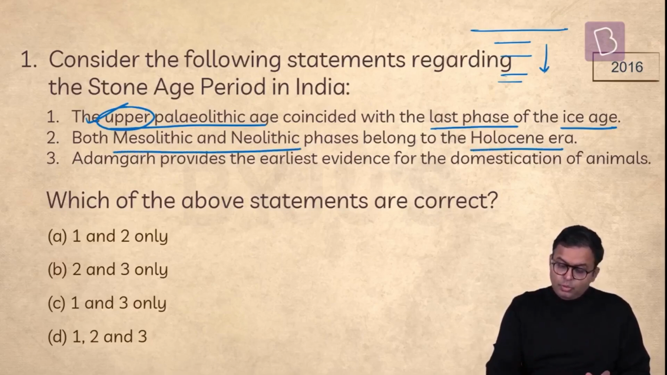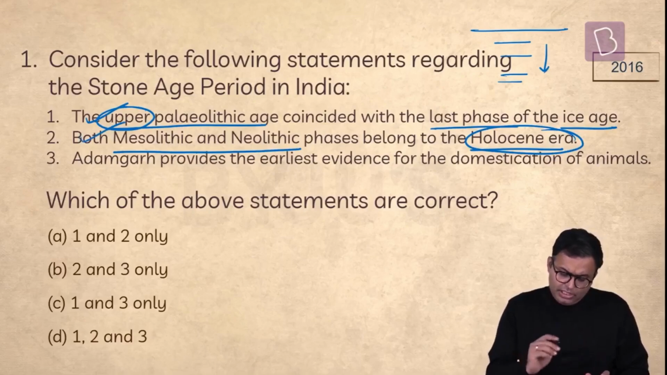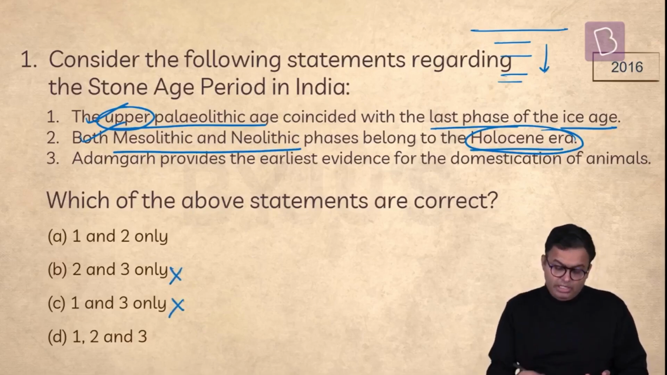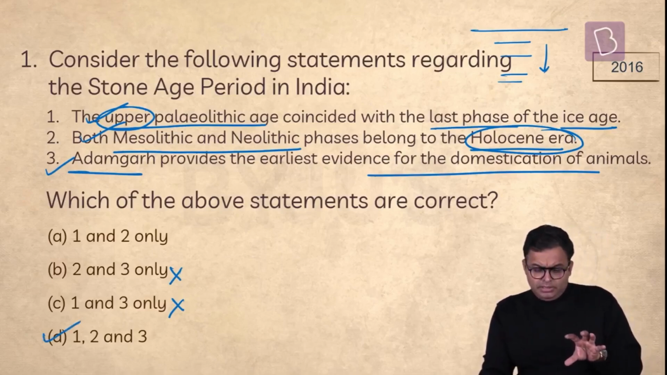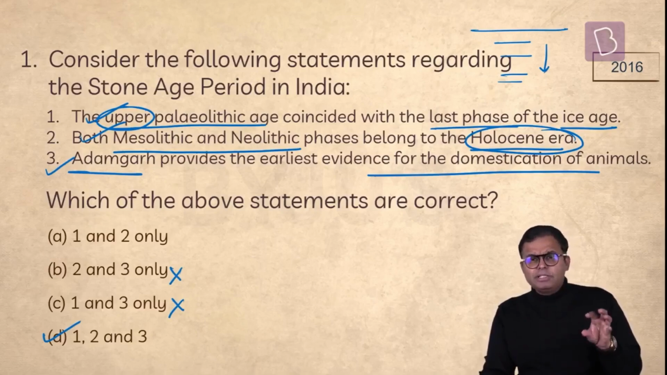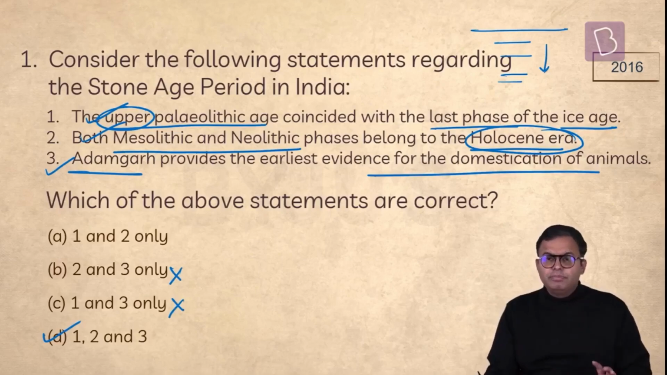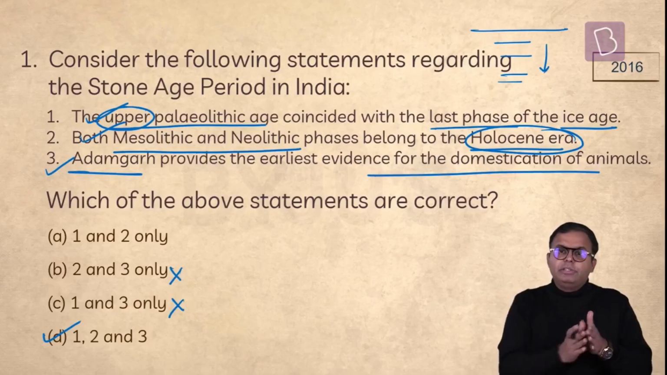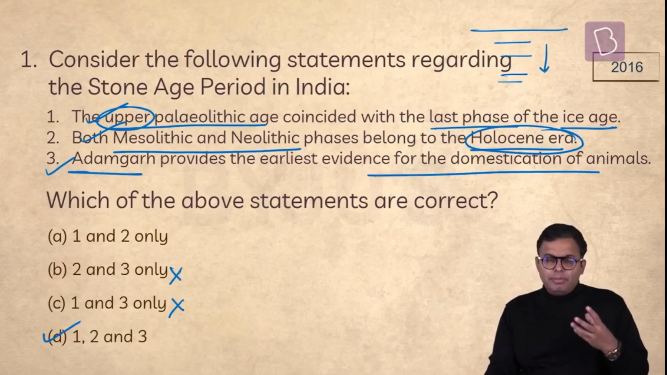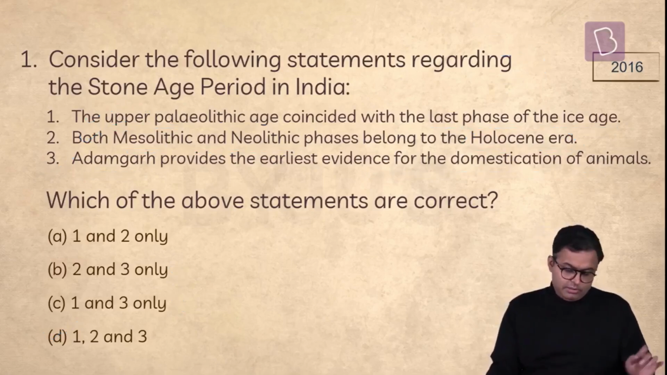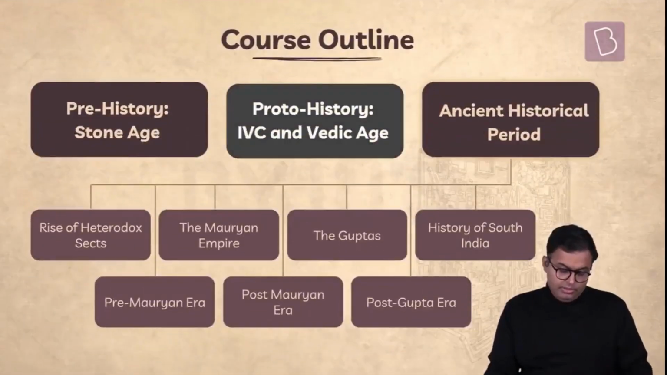Mesolithic and Neolithic belong to Holocene. Yes, that's true. So now you see that first and second are definitely correct. So you can eliminate these two. And now you have to see Adamgarh. It is the evidence of domestication. Yes, this is also right. But many times you find that by eliminating a few options, the answer becomes very obvious. That is what you have to learn in prelims. You have to be absolutely sure that this is correct or this is definitely not correct. Because if you do that, you will have a greater probability of getting the right answer. So you can see the answer is 1, 2, 3.